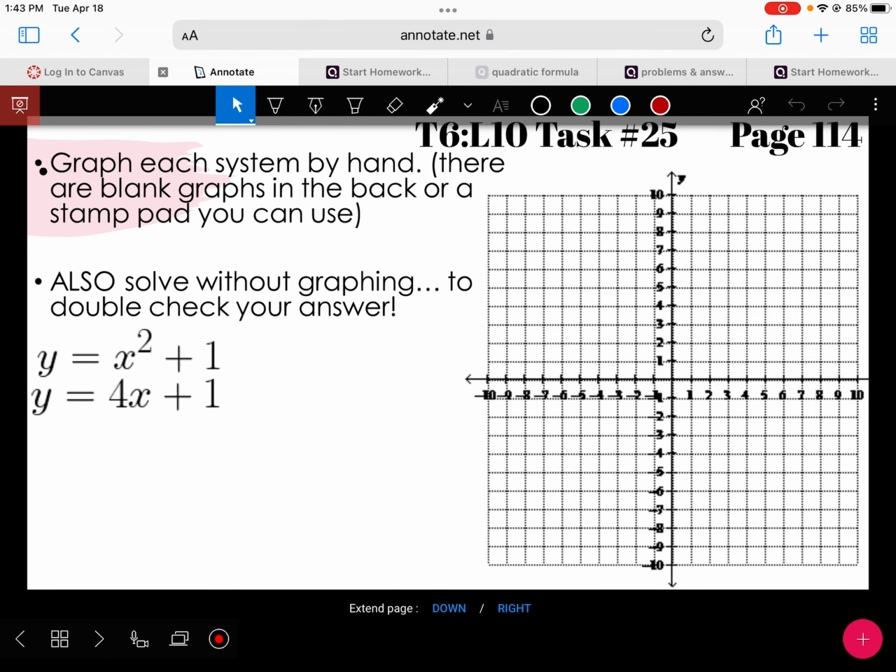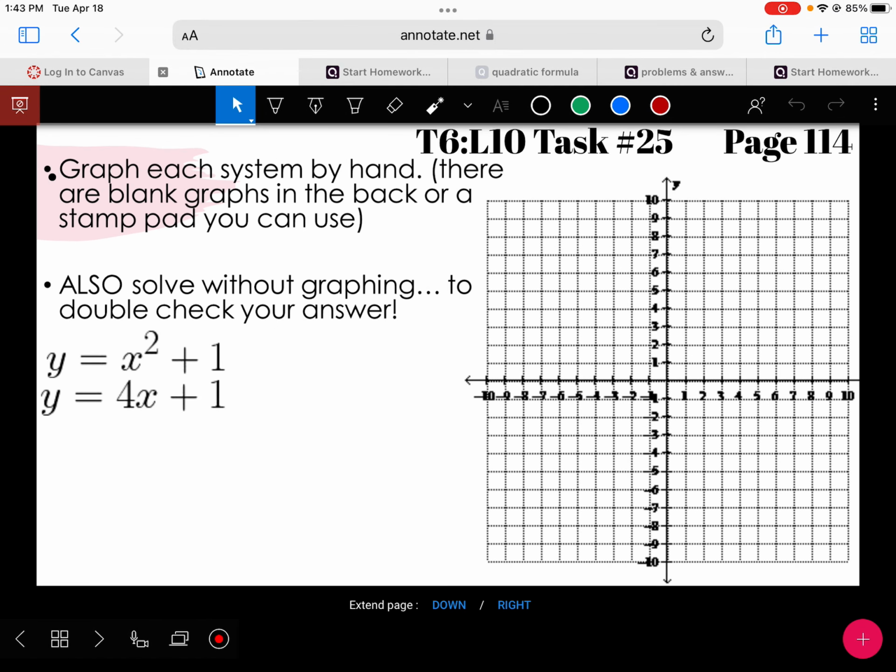Page 114. Graph each system by hand, meaning we're not using Desmos. And I gave you the graph paper. What I'd like you to do with the graph paper is to fold it into fourths. Do you remember how we did this the other time? And we glued one of the fourths down and then folded the paper up.